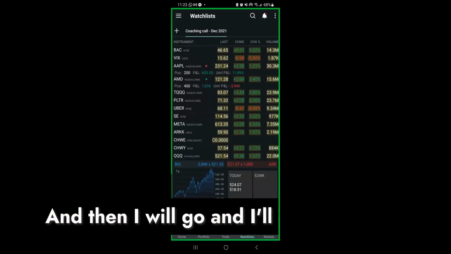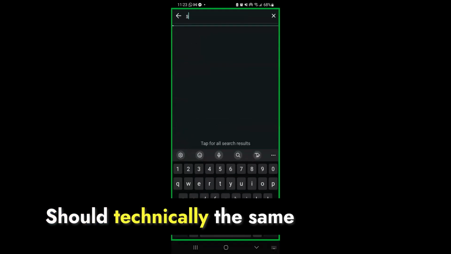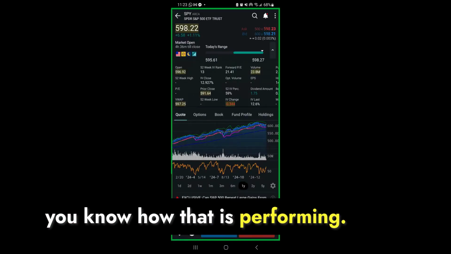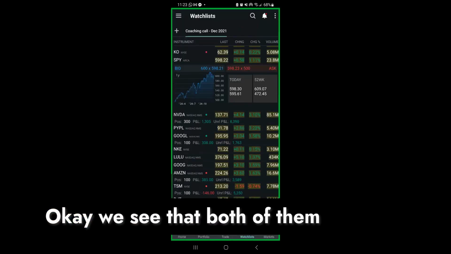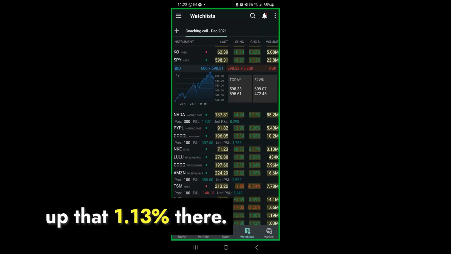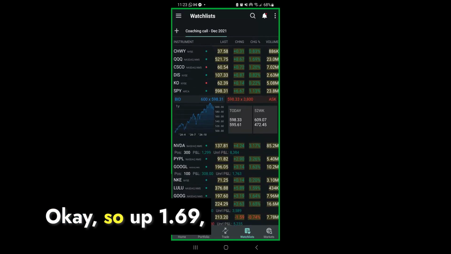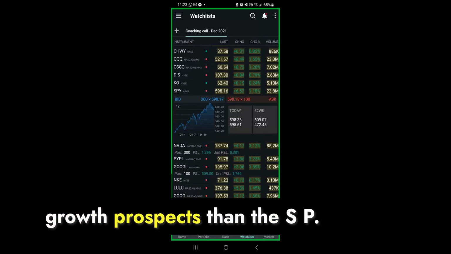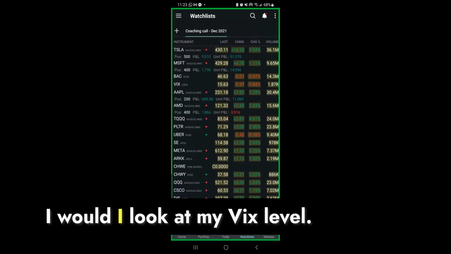And then I'll do technically the same thing with the S&P, to see how that is performing. And again, it is generally an up day. We see that both of them are up 1.13% there. The Qs are up as well, up 1.69, which makes more sense. The Nasdaq index is a more volatile index with more growth prospects than the S&P. That all makes sense.